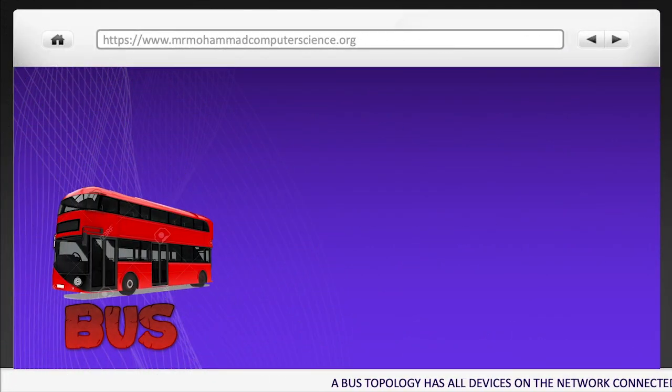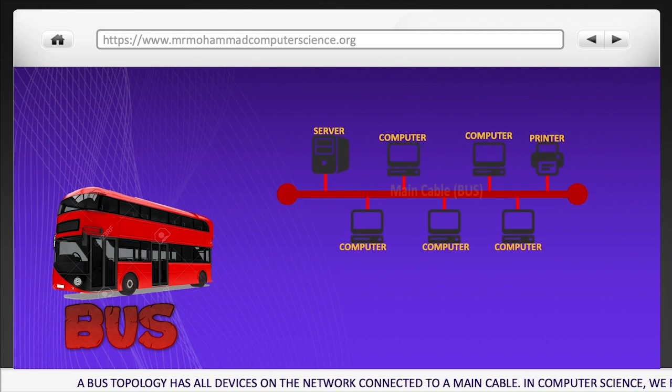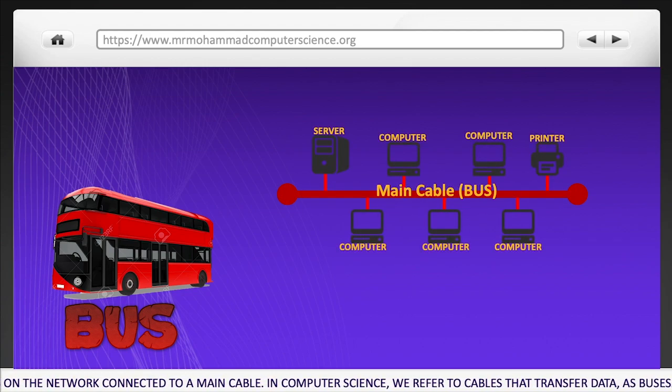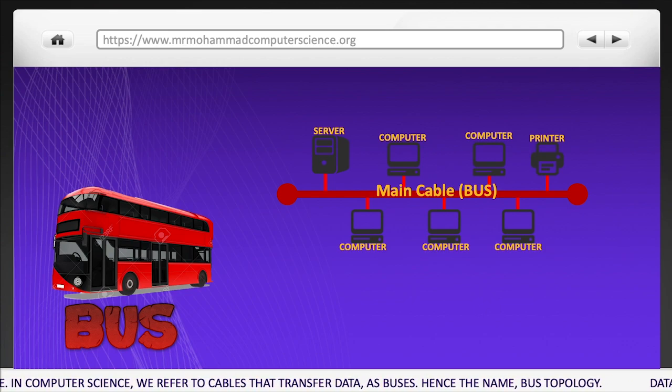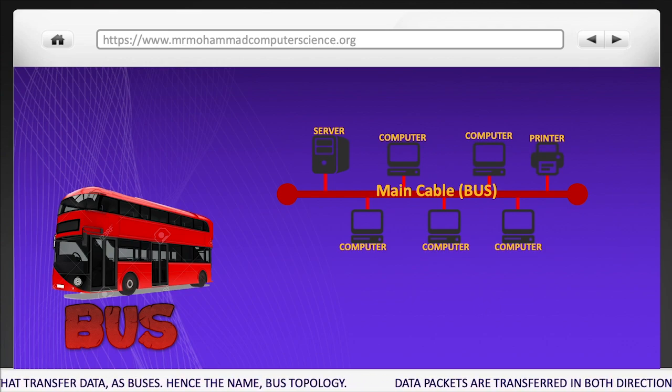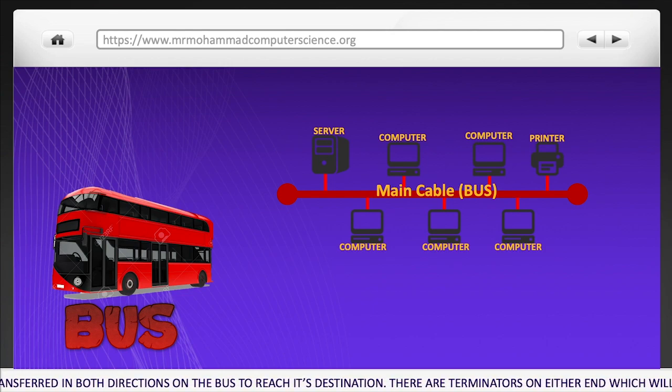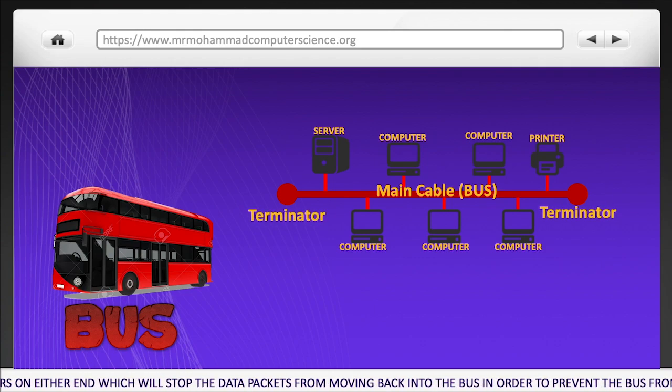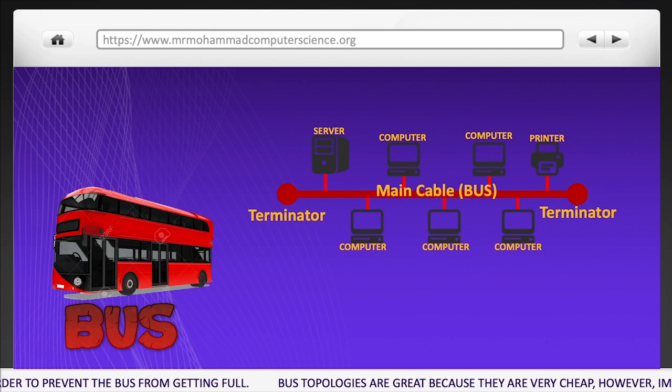A bus topology has all devices on the network connected to a main cable. In computer science, we refer to cables that transfer data as buses, hence the name bus topology. Data packets are transferred in both directions on the bus to reach its destination. There are terminators on either end, which will stop these data packets from moving back into the bus in order to prevent the bus from getting full.